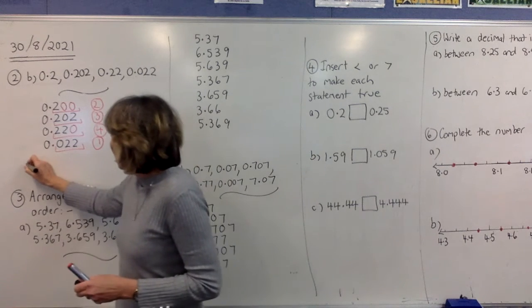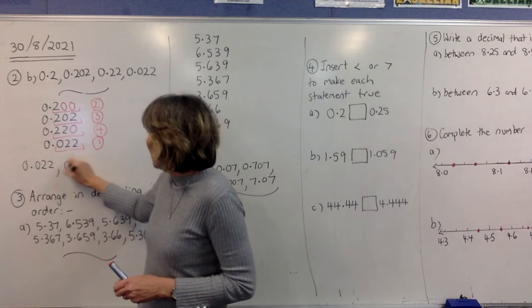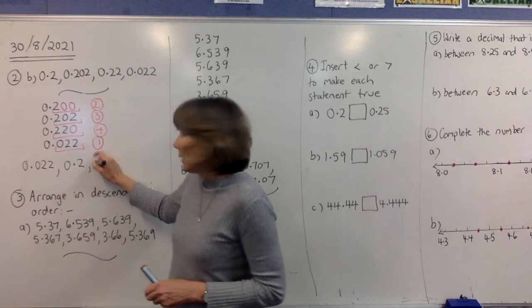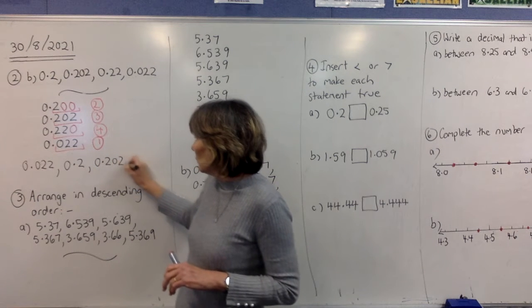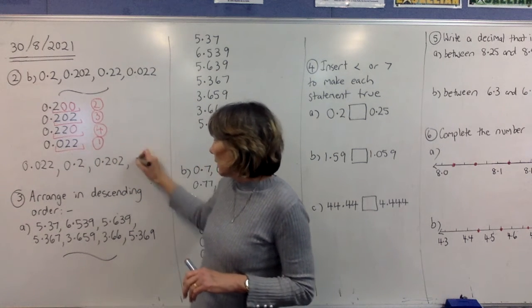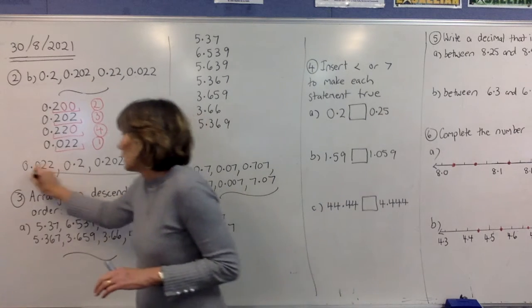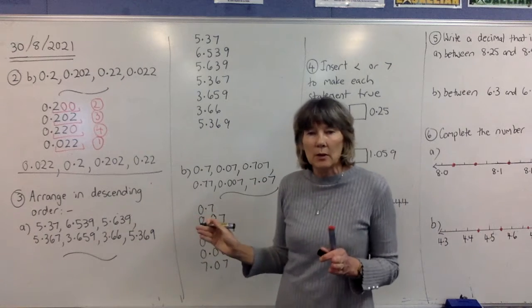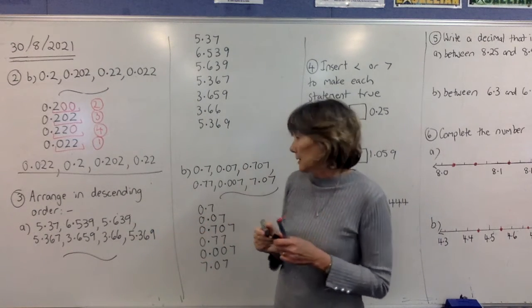So we're going to write those in order now, but without the red zeros. Our first one is 0.022. The second one, 0.2, without the red zeros. Then we have 0.202 for the third one. And the last one is just 0.22 without that red zero. So we're giving them in ascending order from smallest to biggest from the decimals that they gave us.